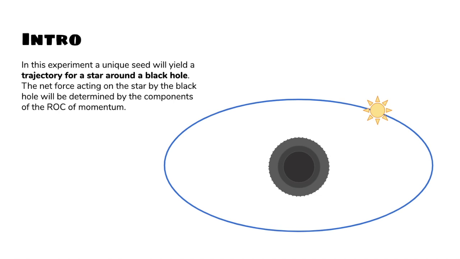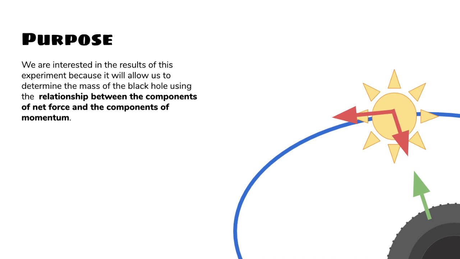So in this lab, we'll be observing the simulated orbit of a star around a black hole. The system in this experiment is the star and the surrounding element is the black hole. We will find the net force acting on the system by analyzing and decomposing the change of the star's momentum over time. The purpose is to determine the relationship between the components of the net force and the components of momentum in order to find the mass of the black hole.